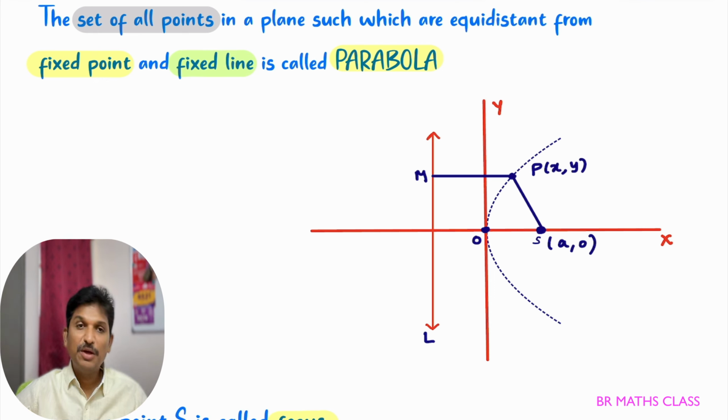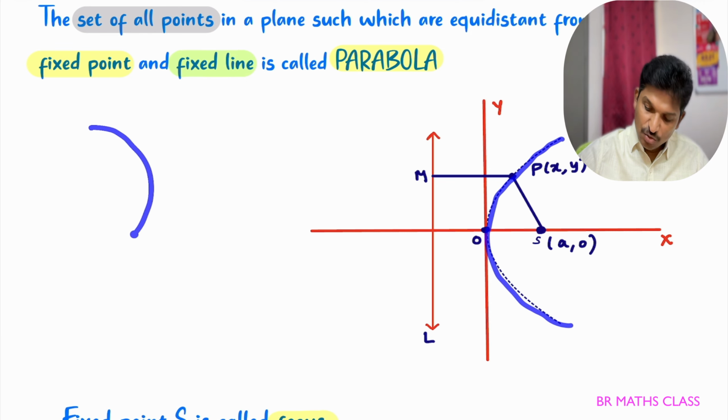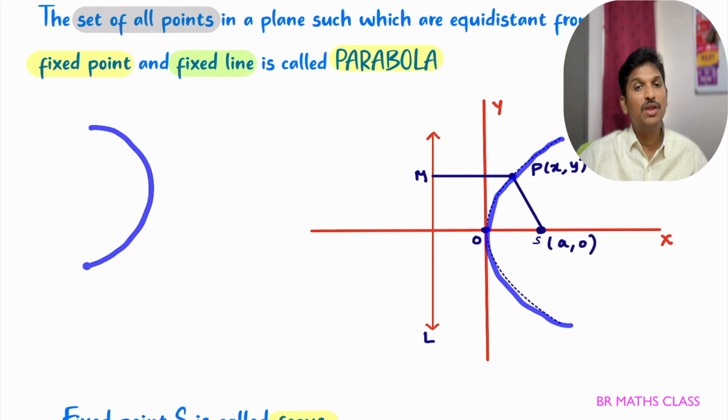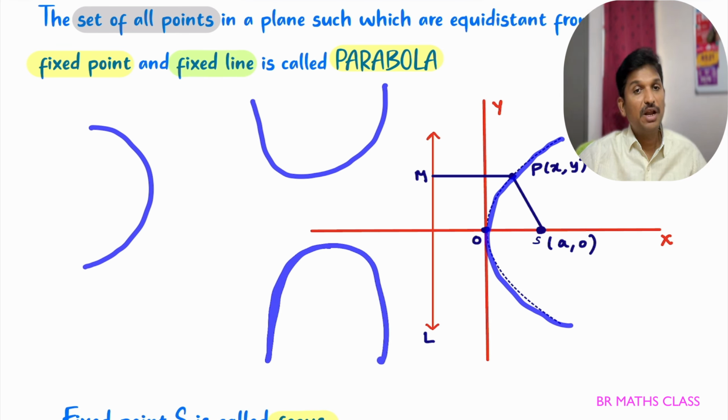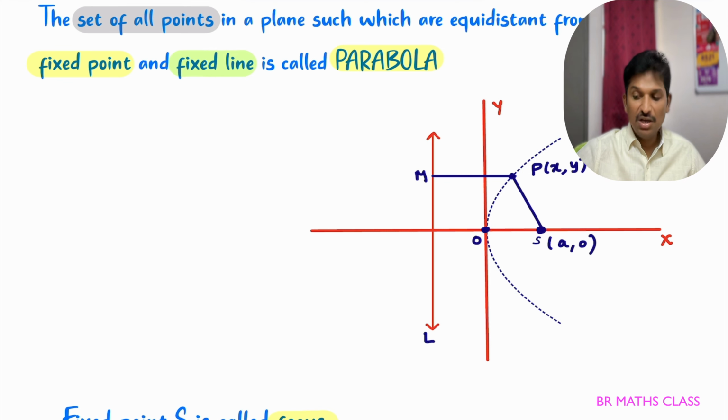Okay. In this, a total of 4 types of parabolas are there. See, the first one is open towards the right side. The second type is open towards the left side. The third parabola is open in the upward direction. The fourth parabola is open in the downward direction. These 4 parabolas are there in our syllabus. But the standard form of the parabola is this only. What is the equation of this parabola? y square equal to 4ax.